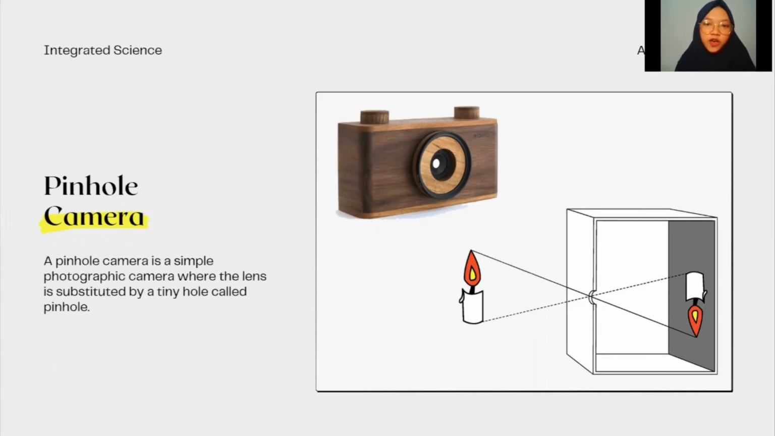The example of the technology of the camera is the pinhole camera. A pinhole camera is a simple photographic camera where the lens is substituted by a tiny hole called a pinhole. So we can make it ourselves by using a cardboard or other materials with a pen.